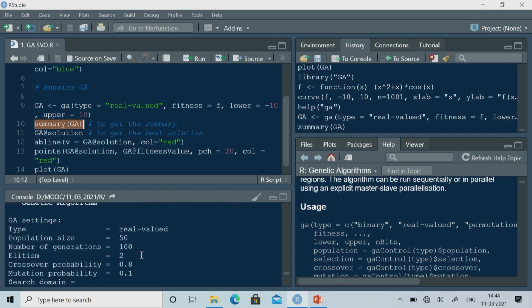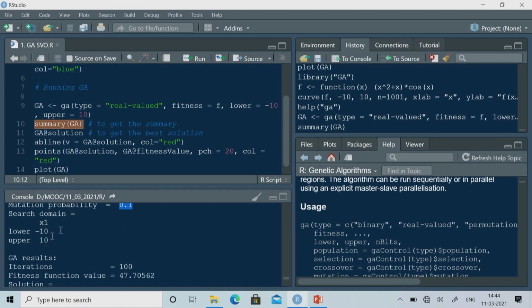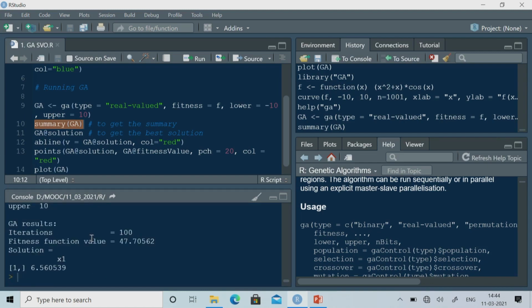Here you can see the GA settings. It is real valued, the population size I did not change, so 50 is the default value, and the number of generations again I did not change, so that is 100, the default value. Elitism is 2, crossover probability is 0.8, mutation probability is 0.1, and the lower bound and upper bound I have considered as minus 10 and plus 10. Finally, after 100 iterations, I am getting the fitness function value of 47.70562, and the optimal value, that is the global maxima, is 6.560539. That is the best solution obtained by the genetic algorithm.